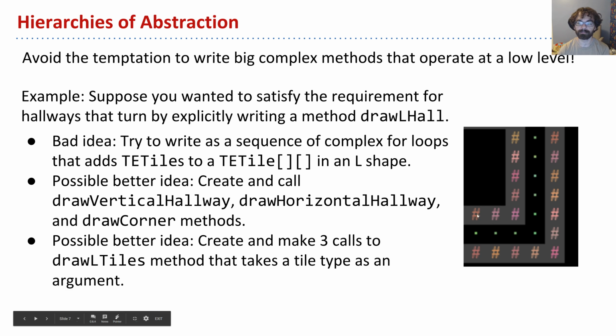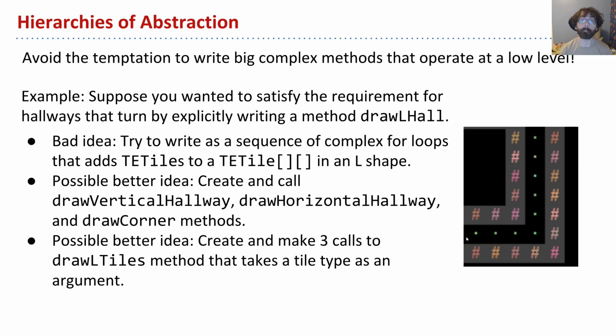Okay, well, and I guess the big picture I didn't introduce here is there's a requirement in the spec, which is that you need hallways that turn. And maybe you decide that the way I want to do this is I'm going to write a method called draw L hall. Okay, what does it do? It takes 2 positions and tries to draw an L-shaped hall connecting them. And so a bad idea is what I've been describing here, is writing a sequence of complicated for loops that takes a TETile array and adds a bunch of TETiles that have the appropriate pound sign or dot.